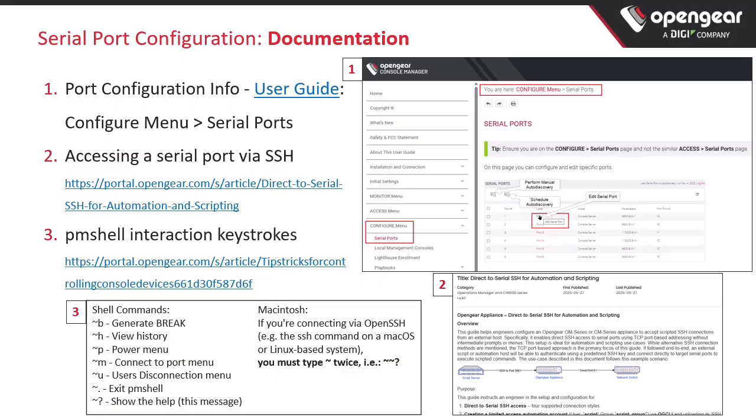Now, once you are in a serial session, there are some important keystrokes that you should be aware of. You can see the default ones listed here. For example, tilde B will generate a break. Tilde M will take you back to the pmshell menu. And then tilde dot will exit from a serial session altogether and drop you down to the appliance bash shell. If you're on a Mac or anything that uses OpenSSH, you'll need to be used to typing tilde 2 times in order for these shell commands and break sequences to take effect.